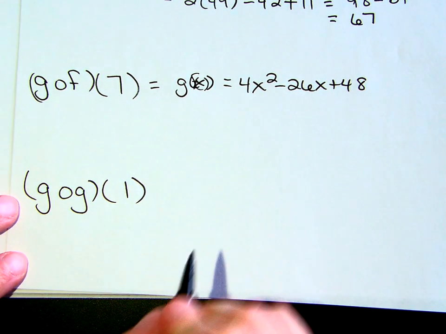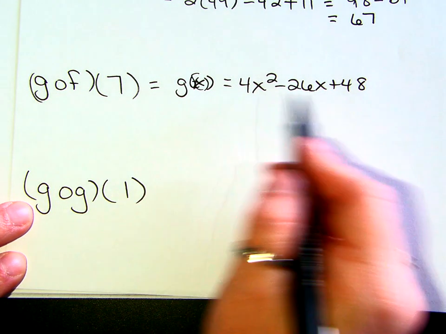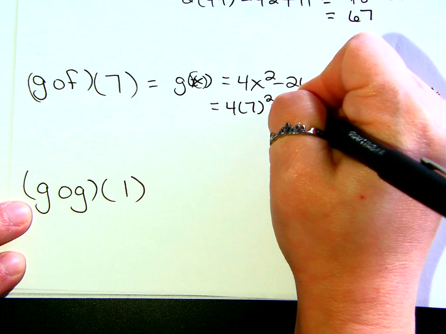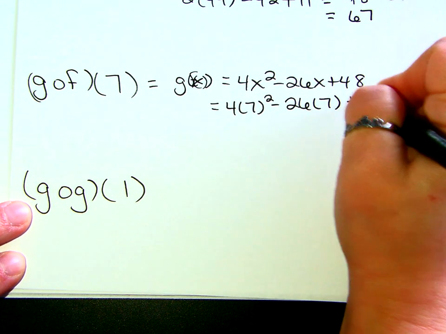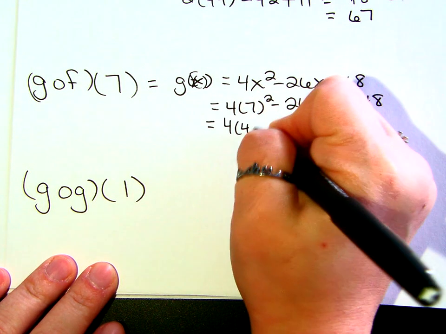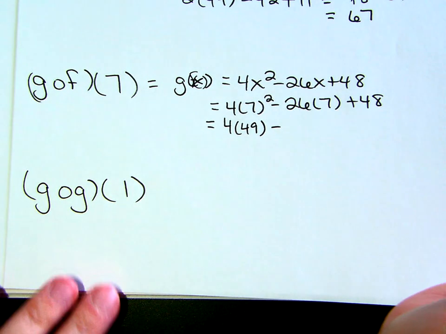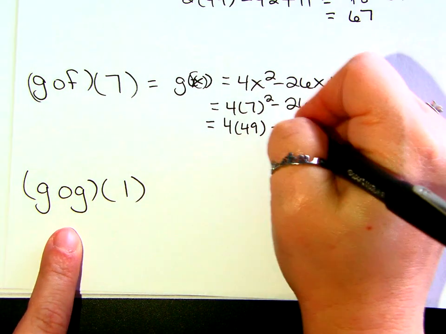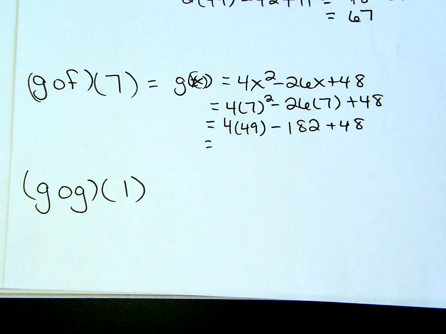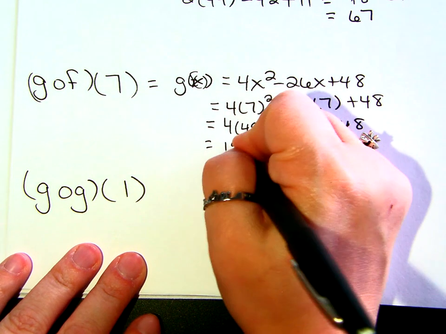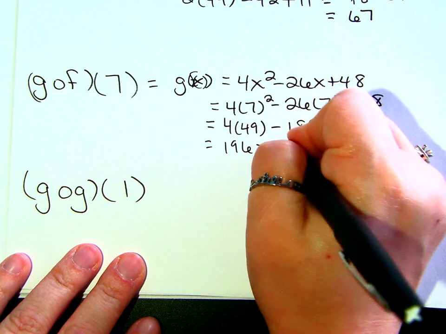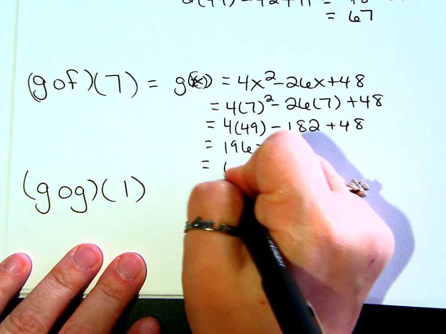So when we are finding g of f of 7, we're going to plug 7 in anywhere that there's an x. We're going to get some nice big numbers. Because you're going to have 4 times 49, minus 26 times 7 is 182. 4 times 49 is 196, and minus 182 plus 48 will give me a minus 134, which equals 62.